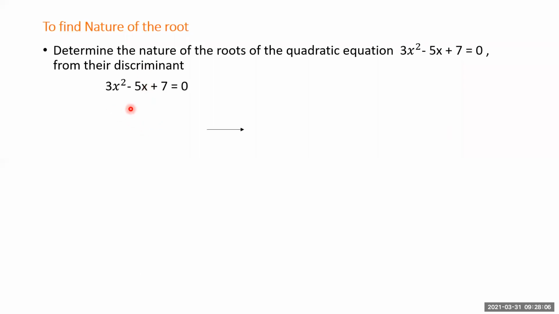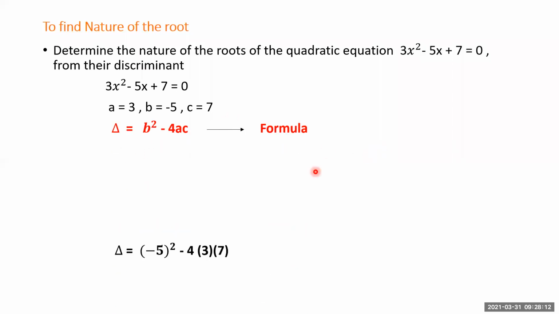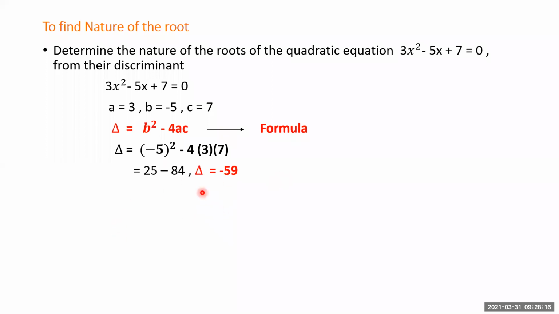See here, 3x square minus 5x plus 7 equal to 0. As you know, you write the a, b, c values, then write the formula, then substitute it, children, and simplify it. You will get delta equal to minus 59. So the delta value is in negative sign.